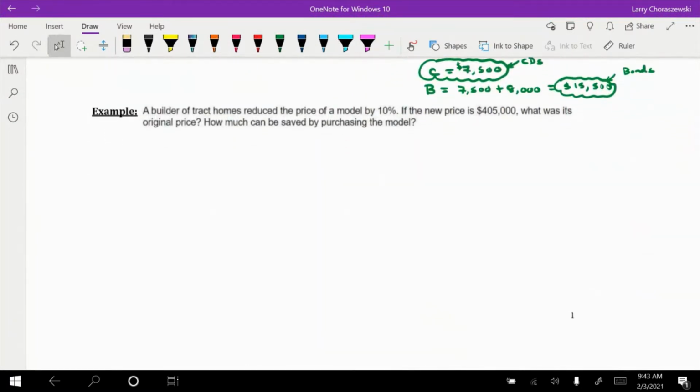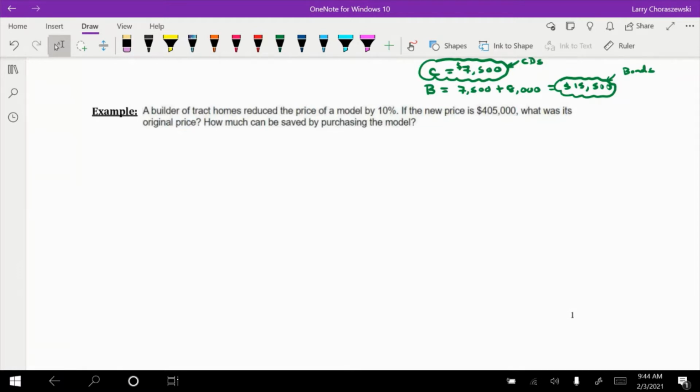Okay. Well, let's try another one before we get to a problem that's officially out of section 1.6. A little different context here. A builder of tract homes reduced the price of a model by 10%. If the new price is $405,000, what was the original price? Then to follow that up, how much can be saved by purchasing the model?